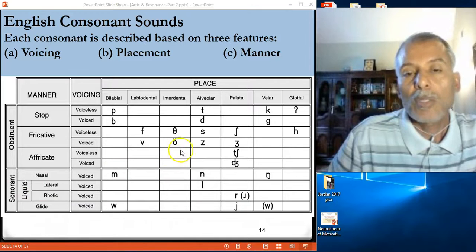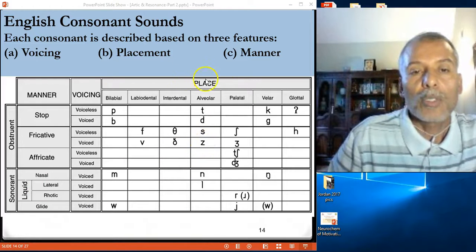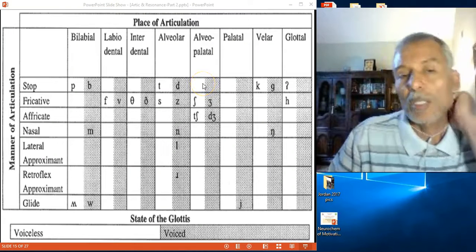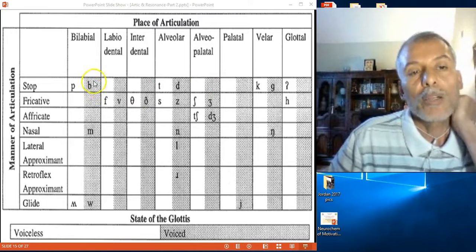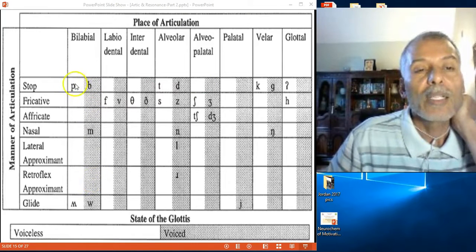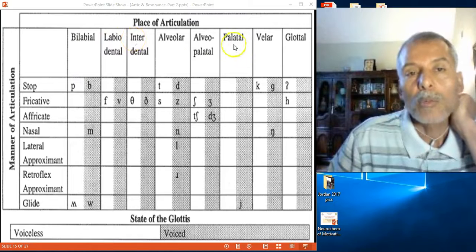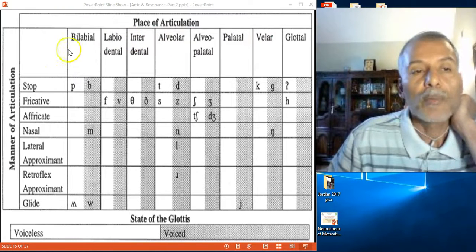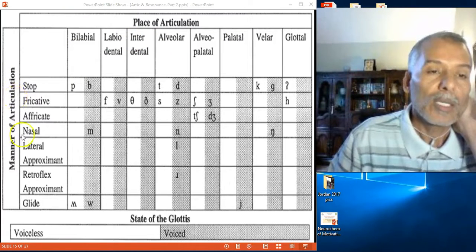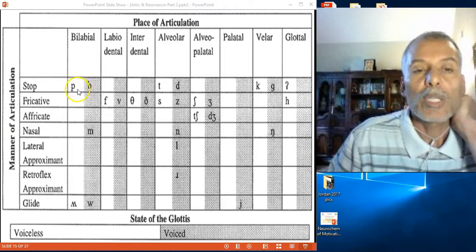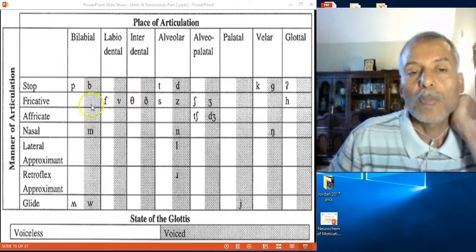Let's look at the other chart. And then the placement is on top. Look at this chart. This is another one. The shading means voiced, and the lack of shading means voiceless. So on top, you are always going to find the place of articulation. On the side here, you will find the manner of articulation. And again, the shading or lack of shading tells you the voicing.